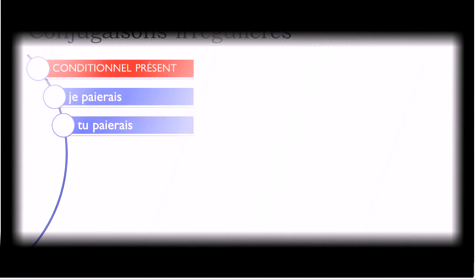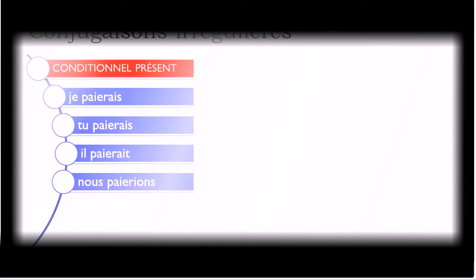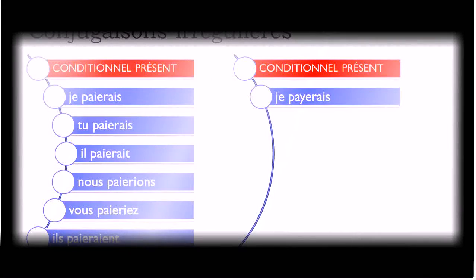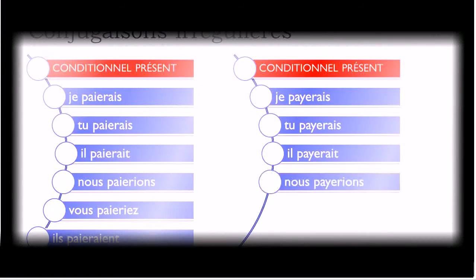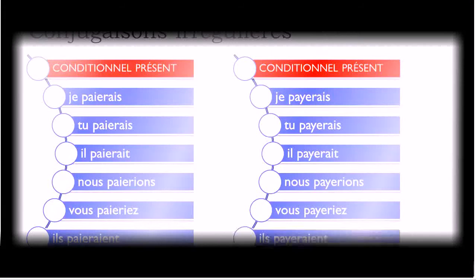And then let's see now le conditionnel présent. Je paierais, tu paierais, il paierait, nous paierions, vous paieriez, ils paieraient. And it's exactly the same thing, so it is allowed to use je payerais, tu payerais, il payerait, nous payerions, vous payeriez, ils payeraient. So it's good news. It's possible to keep this Y if you want, or if you want to respect the official rule, you change this Y and you put this I instead.